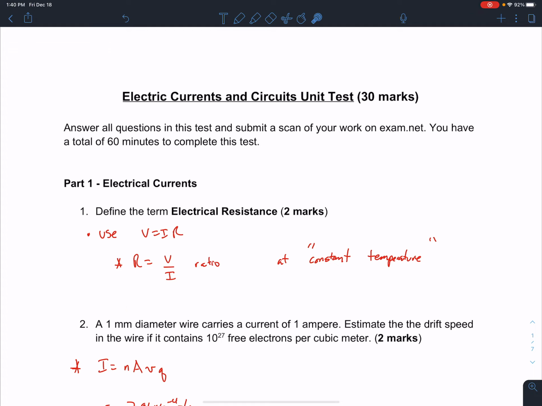A lot of you talked about the impedance to flow, which is okay, but you have to say at constant temperature. It's easier to just apply Ohm's law in your explanation. So try to practice that.